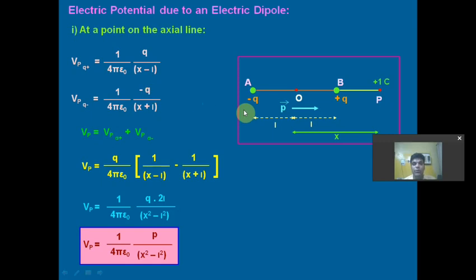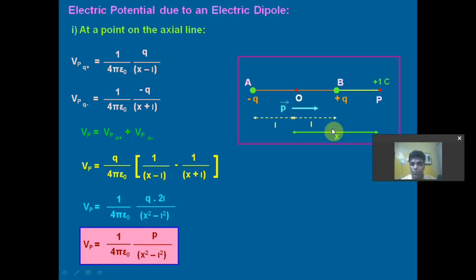Whereas now we have to calculate potential at point P due to this minus q charge. So what will be the distance here? AP. So what is the value of AP? OP plus OA.